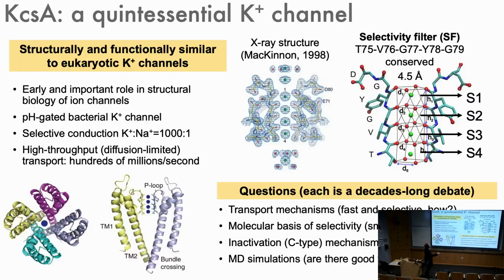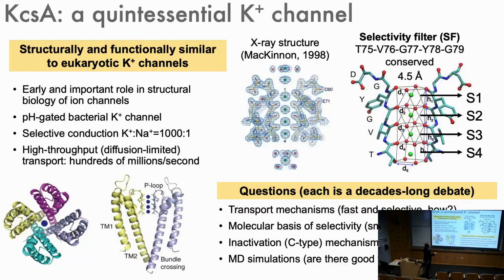As you can see, every potassium ion is held by 8 carbonyls, so it's coordinated by 8 carbonyls in every one of these sites. There are 4 sites in total, labeled S1 through S4. This is a very narrow part. It's actually only 4.5 angstroms wide, so you can only have 1 ion, maybe 1 water, but you cannot have 2 ions sitting in the same spot.